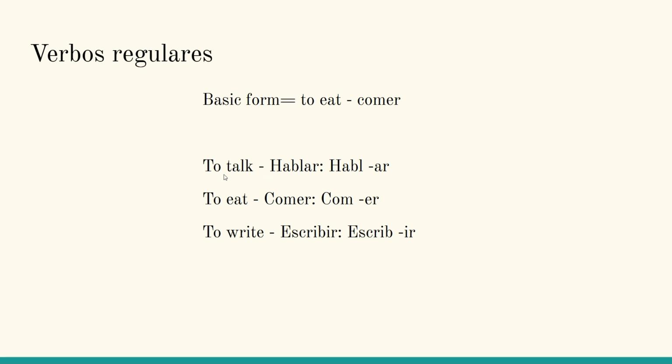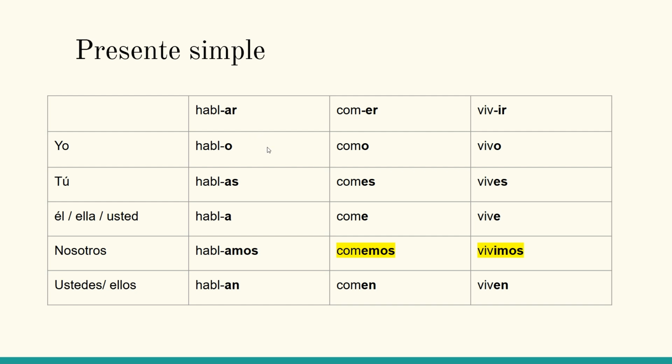So let's take "to talk," hablar. We can split that verb into the ending AR, and this part is the stem, the root. What we do with regular verbs is replace this ending in order to use it with pronouns. In this table you can see that if the verb ends with AR, I'm going to replace that AR with an O, and now it means I speak.